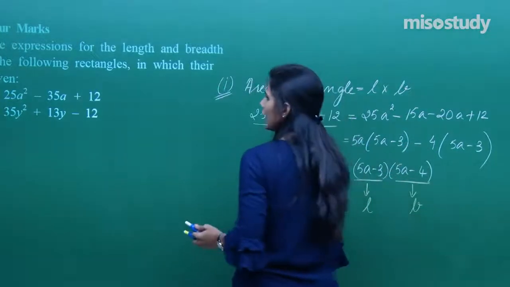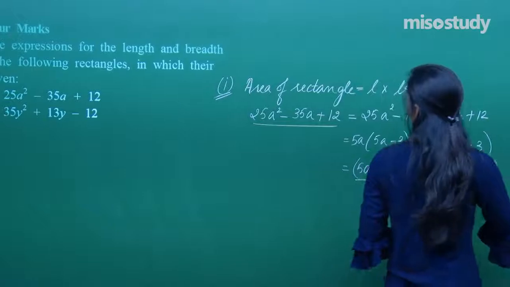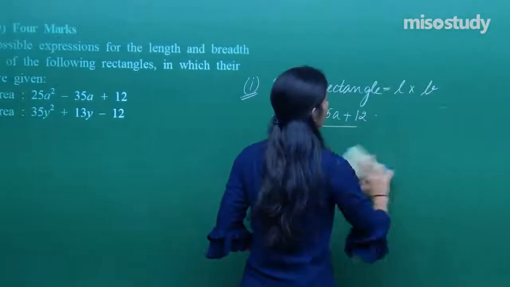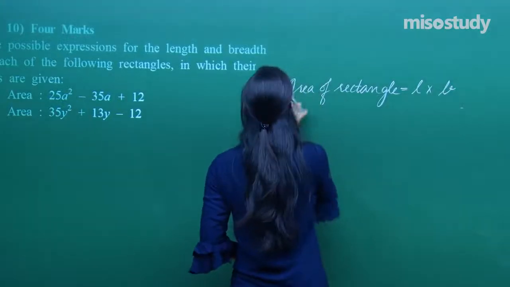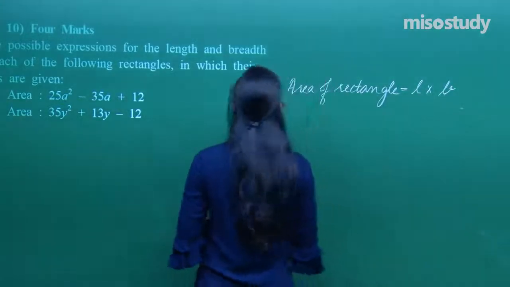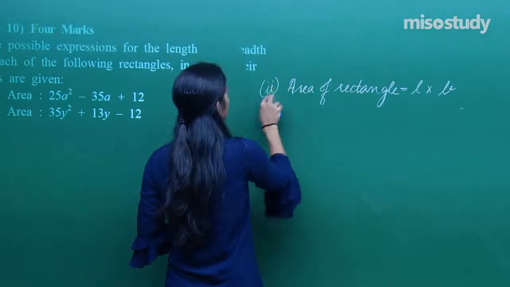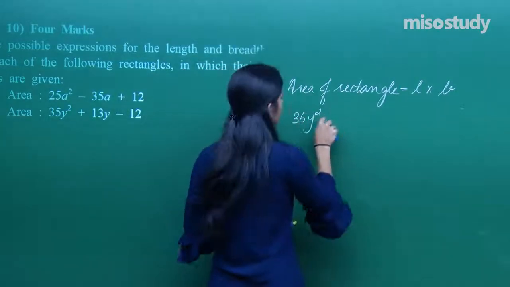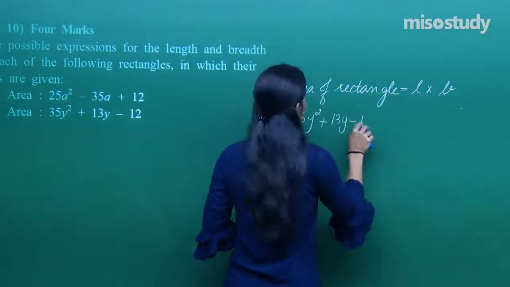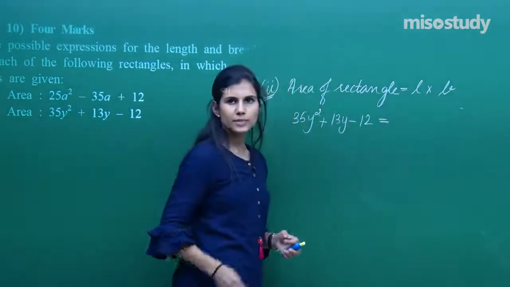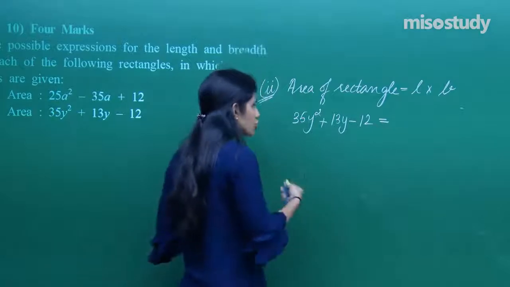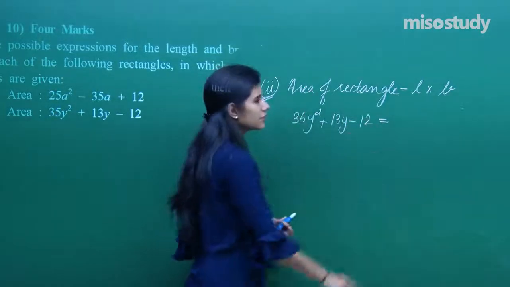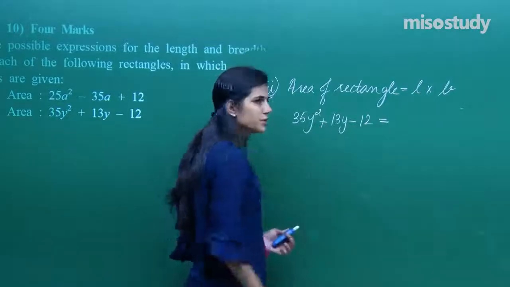Clear? Next I have 35y square plus 13y minus 12. Let's do it for the next one here itself. Again, I have to write it as a product of two linear factors. What should be my two terms which I should multiply so that the product comes out to be same as 35 into 12 and the sum comes out to be 13?